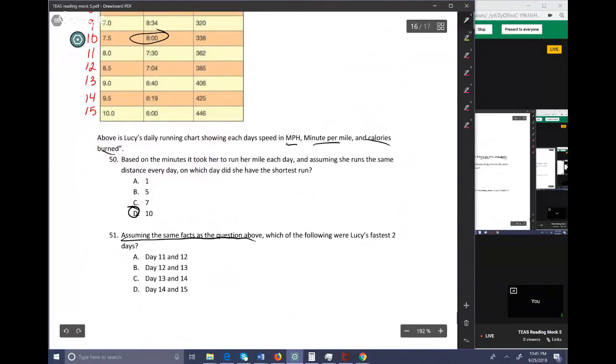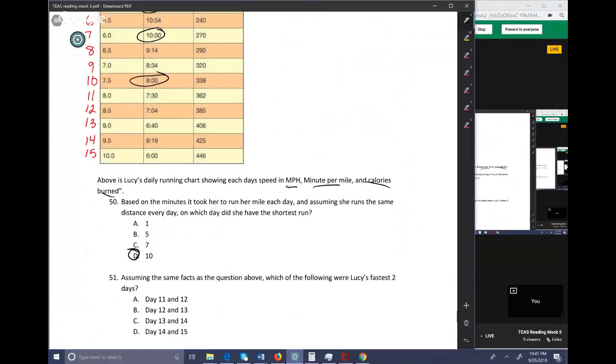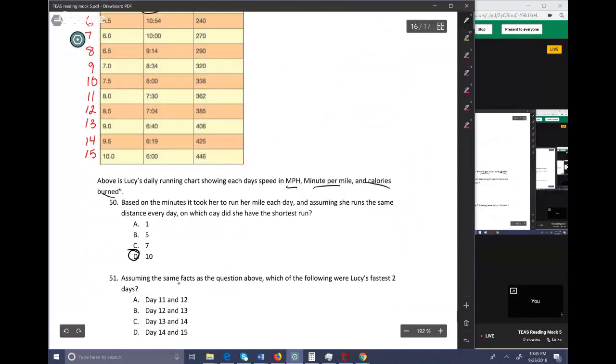So assuming again that she always does the same distance so that the times relate to each other the same way. Which of the following were Lucy's fastest 2 days? And again, we have certain options that we have to look at. The way that I did this to do it really fast is I looked and I said day 11 and 12. So 11 was 7:30 and then 12 was 7:04. And I added those together like they were just numbers in the hundreds. So that would be 14:34.